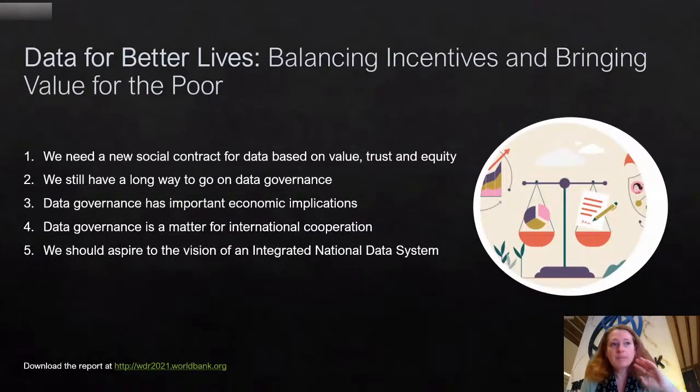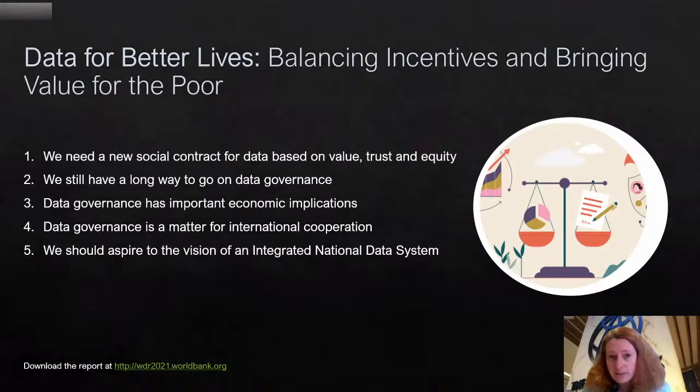I think more broadly, if I talk a little more in depth about the first bookend, the front end bookend of data, we know and we've seen, particularly in COVID, the potential that data has to improve lives. But we need to find a balance between incentives and value. We need to find a balance between creating incentives for data use and analytics use and bringing value in a way that is equitable. The World Bank's World Development Report of this year is in fact about data for better lives, and it suggests that there are 5 important things we need to keep in mind when we think about using data for better lives.